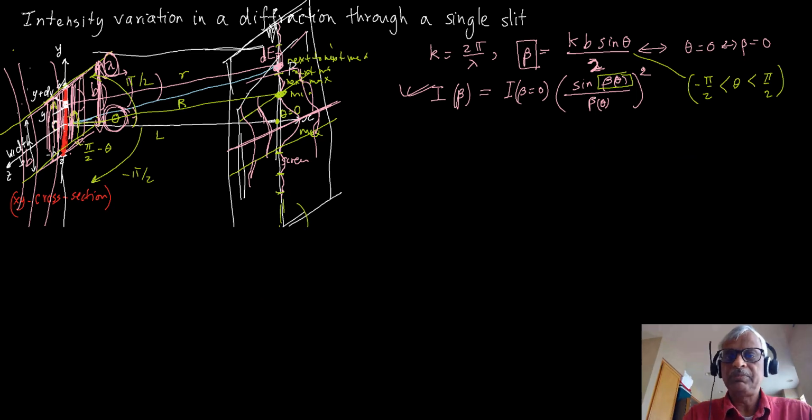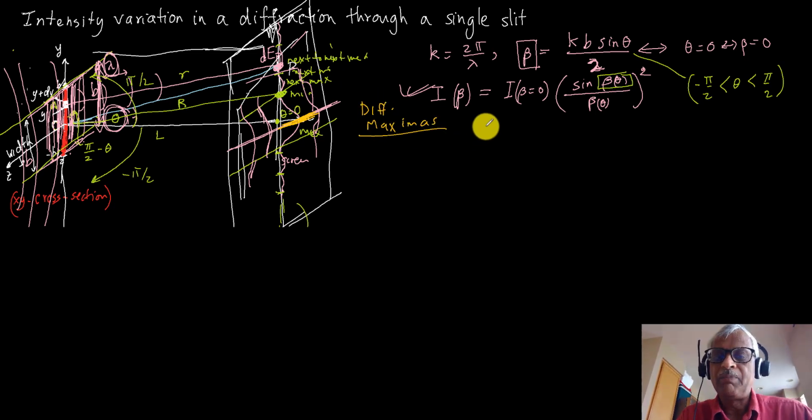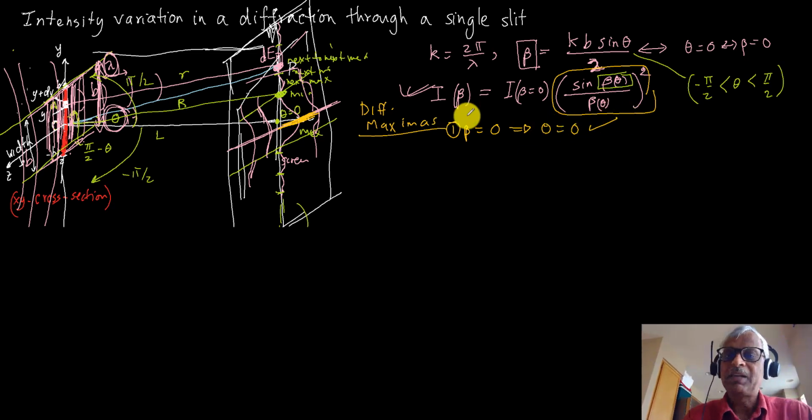The first one is very easy to get. You can see the maximum here is going to be at theta equal to 0. So these are the diffraction maxima. One is very easy to get because this will be 1. So beta equal to 0 is one of them, and that corresponds to theta equal to 0. So that's one maximum. How about the other maxima? Not so easy to see, okay?